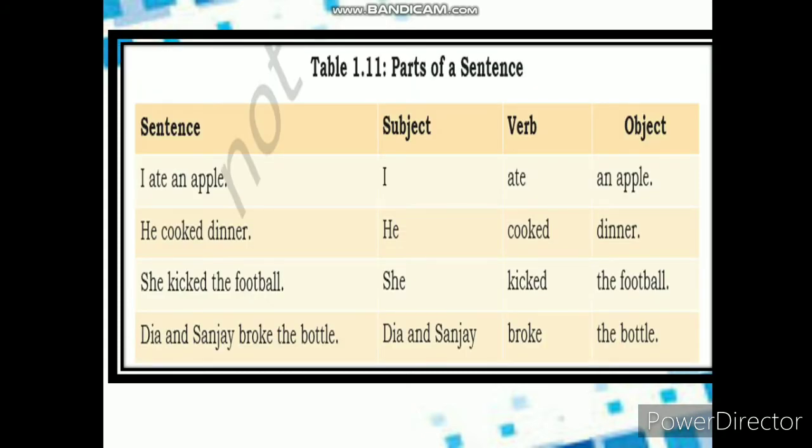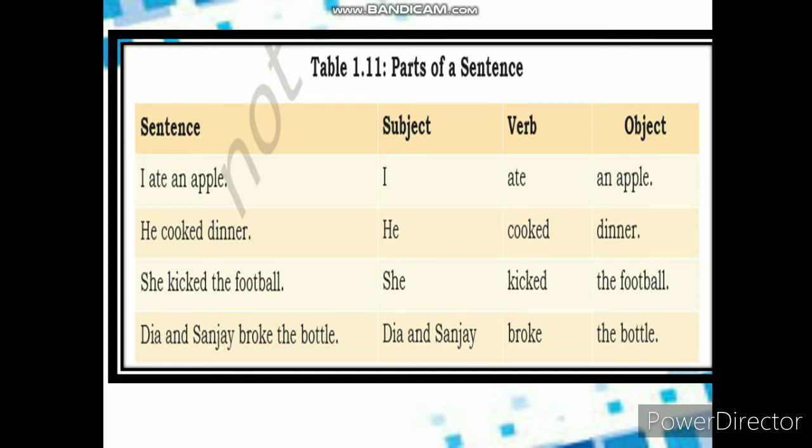Let us study some more sentences and understand which is the subject, verb and object. I ate an apple. I, subject. Verb, ate. Object, an apple. Second example. He cooked dinner. He, subject. Cooked, verb. Dinner, the object. She kicked the football. In this sentence, she is subject, kicked, verb, and the football is the object.